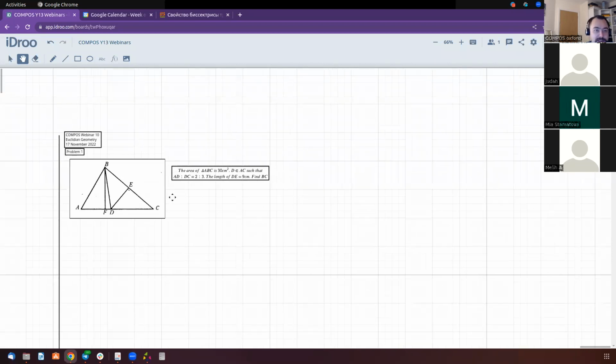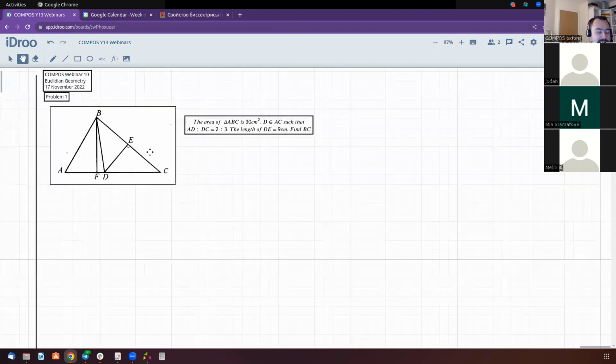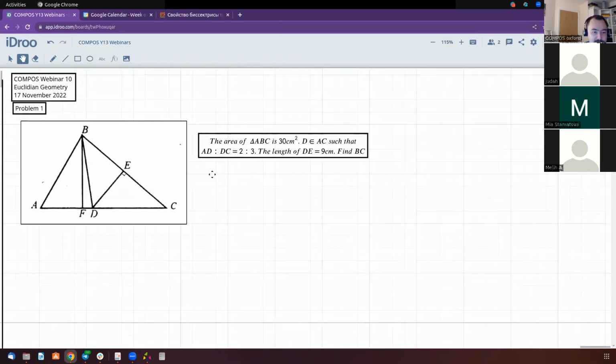Okay, so the first question that we have is a triangle, and we're given the area of this triangle. It says that the area of the triangle ABC is 30 square centimeters. D is on AC, so we can write D belongs to AC, such that AD to DC is 2 to 3. So the ratio of AD to DC is 2 to 3. The length of DE is 9, and find BC.